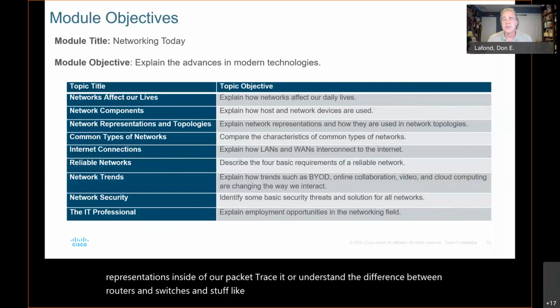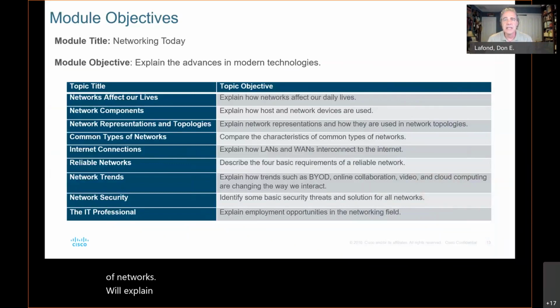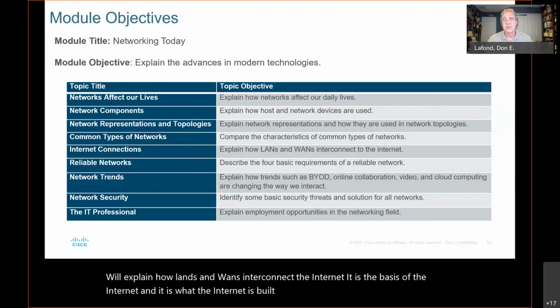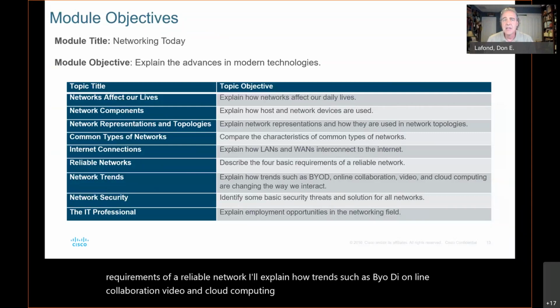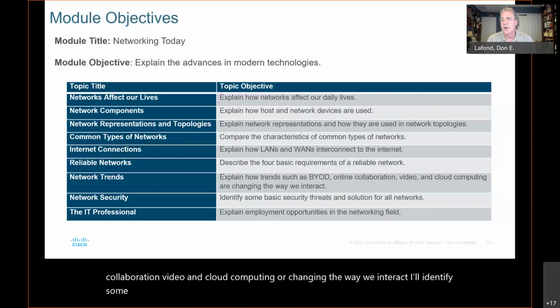We'll compare characteristics of common types of networks. We'll explain how LANs and WANs interconnect the internet. It is the basis of the internet. It is what the internet is built on. We'll describe the 4 basic requirements of a reliable network. I'll explain how trends such as BYOD, online collaboration, video, and cloud computing are changing the way we interact. I'll identify some basic security threats and solutions for all networks.